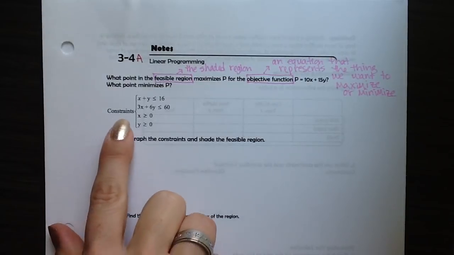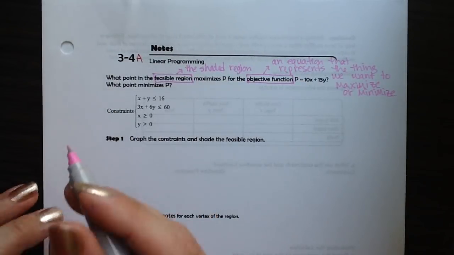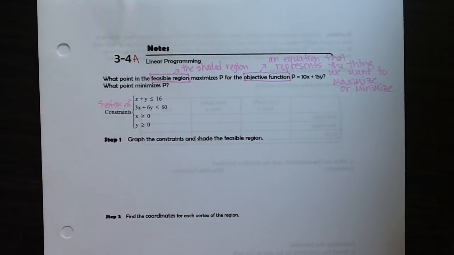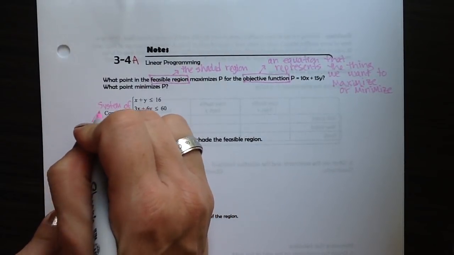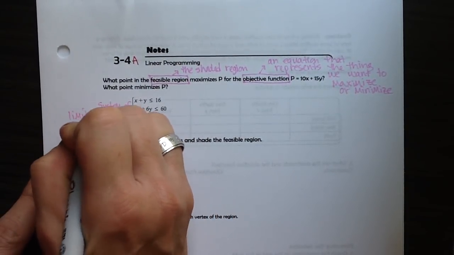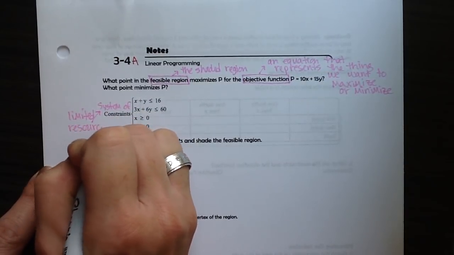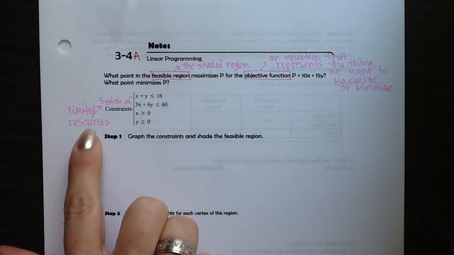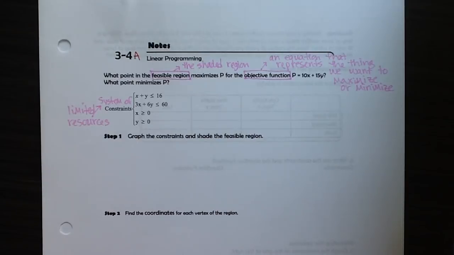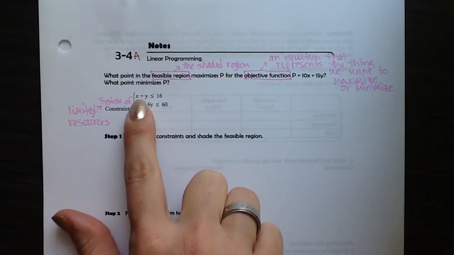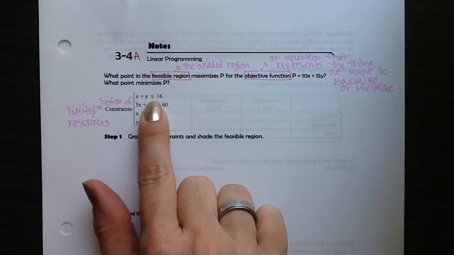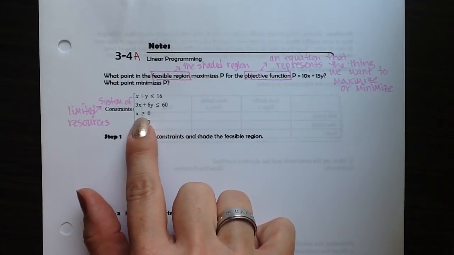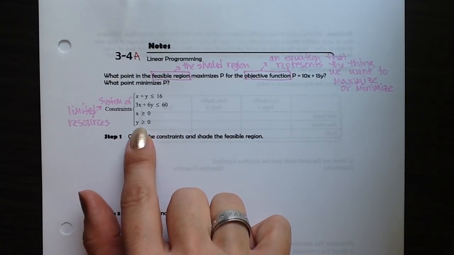Okay. This right here is labeled constraints. I'd rather label it system of constraints. That's usually how I refer to it. And that system of constraints represents the limited resources. When we're working in a story problem, the limitations that we're given create this system of constraints. So we have one inequality that says x plus y is less than or equal to 16, 3x plus 6y is less than or equal to 60, and then we have these two right here, x is greater than or equal to 0, y is greater than or equal to 0.